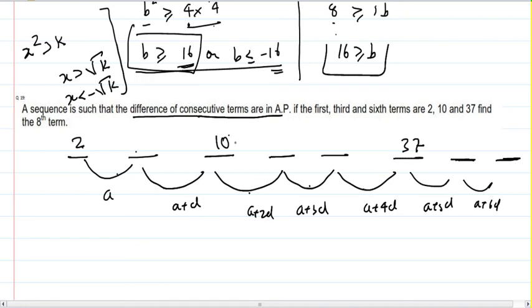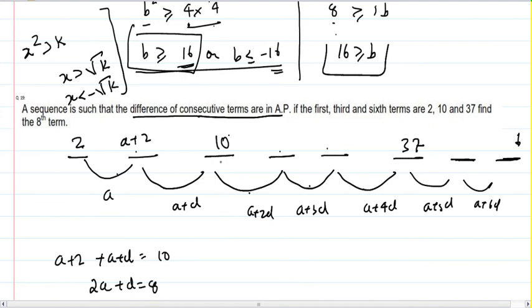1, 2, 3, 4, 5, 6, 7 and 8. I want the eighth term. So I have to find A and D. So what I get here is, here the term is A plus 2. Here the term is A plus 2 plus A plus D. A plus 2 is the second term, plus A plus D is the third term, that is 10. So I have got 2A plus D is equal to 8.